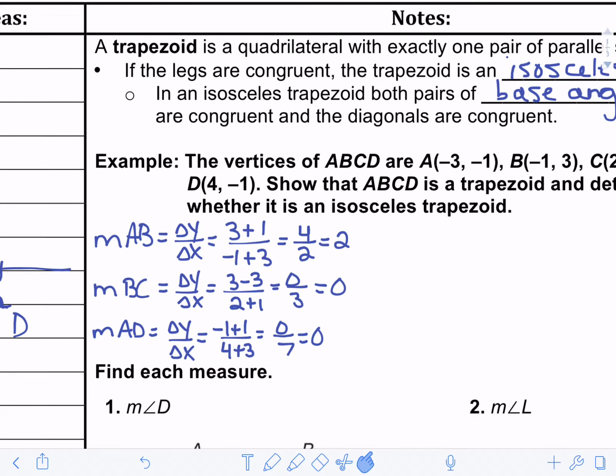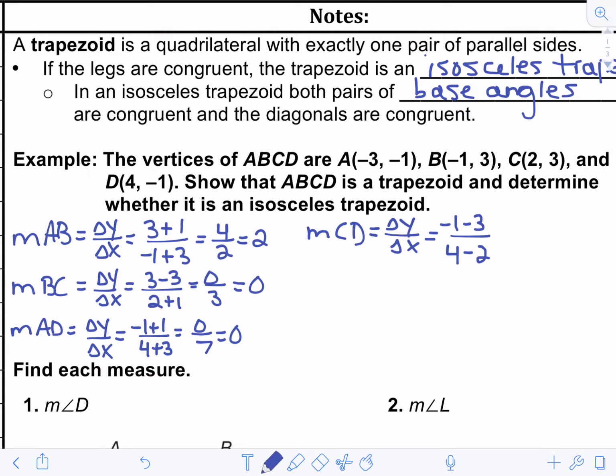And then I've got to find one more. The only other one I need to do is the slope of CD. So change in y over change in x. So for CD, we have -1 minus 3. Change in x would be 4 minus 2. So that will give me -4 over 2, so that'll give me -2.